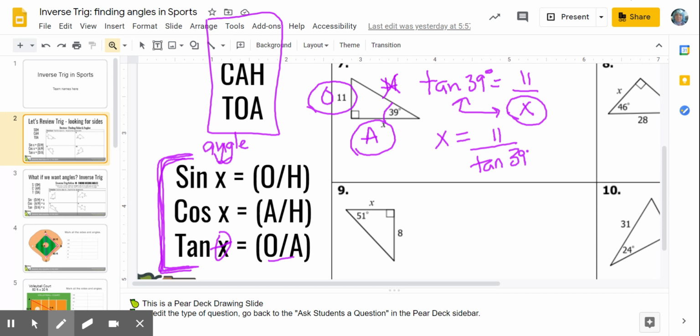Why didn't I get 13.5? What did I forget to do? I did not change it to degrees. You are 100% correct. So 13.58. So over here, X is 13.58 or 13.6.